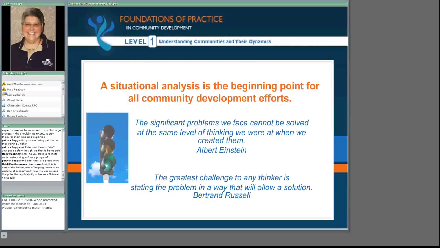And then I really think that situational analysis is the foundation for conflict resolution, by getting people to state the problem in a way that will allow a solution. So I think it's really a powerful method that allows us to do important things.